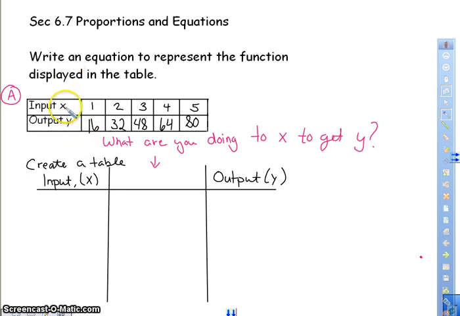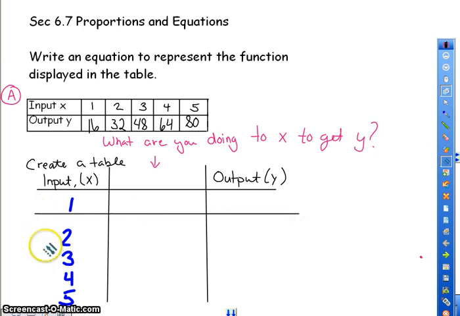Now within this table we have an input x and an output of y. Okay, so my input is 1, 2, 3, 4, and 5, and my outputs correspond to the input. Okay, so we're going to create a table like this. It looks very similar to our function tables we've created before, and I'm going to fill in what is given. Okay, so my input of x is 1, 2, 3, 4, and 5, and I'm going to break this up here so I can see what corresponding y I get as my answer.